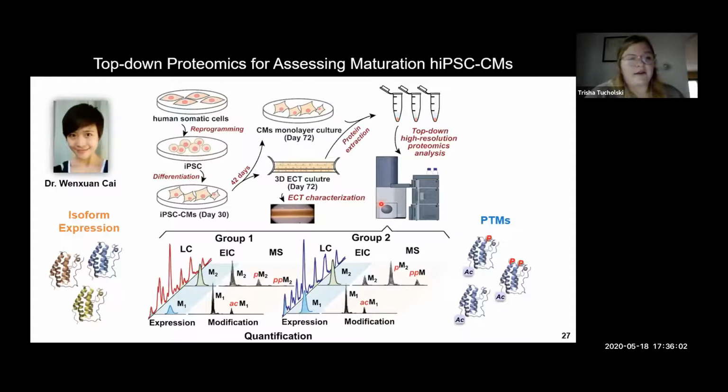As I mentioned earlier, I worked closely during my PhD with Dr. Wenchuan Kai, and this is some of her work that I'm showing you. She has developed a platform using top-down proteomics to assess the maturation of human induced pluripotent stem cell-based cardiomyocytes. And we hope to use this method to further develop these cardiomyocyte-based models for HCM so that we can get a better idea of the disease progression over time rather than just at the endpoint. And we're hoping that this can also be used to model other different diseases in the heart as well.